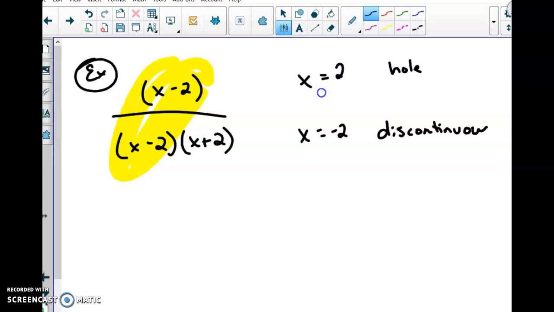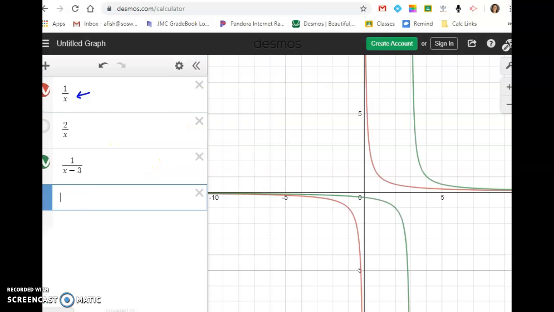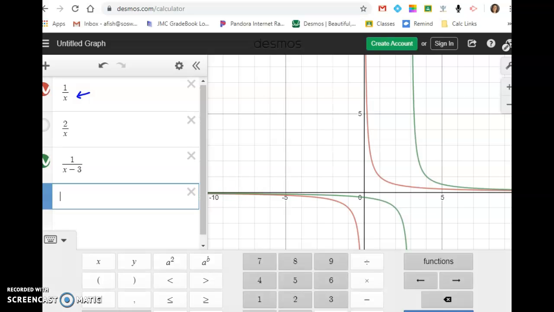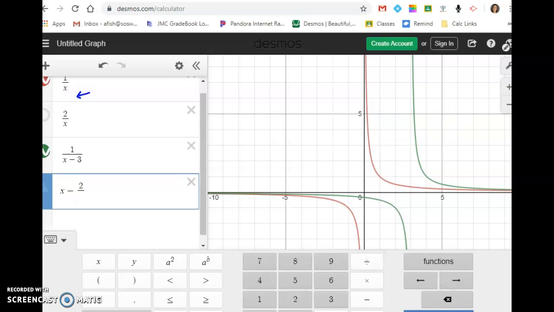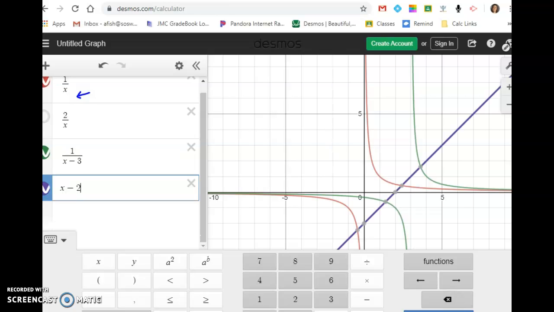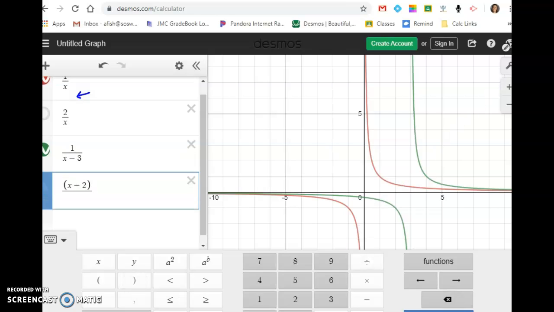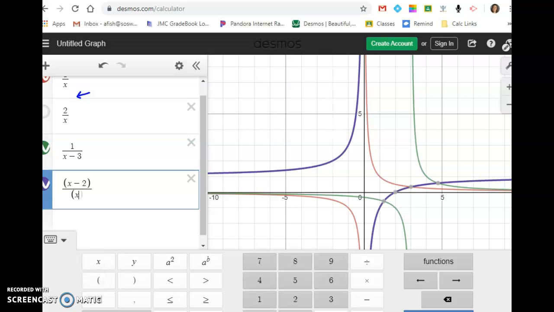This is the other way that we could do it algebraically. And this makes sense if we go to our graph here. So I'm going to have x minus 2. Sorry, I didn't have this one ready to go.